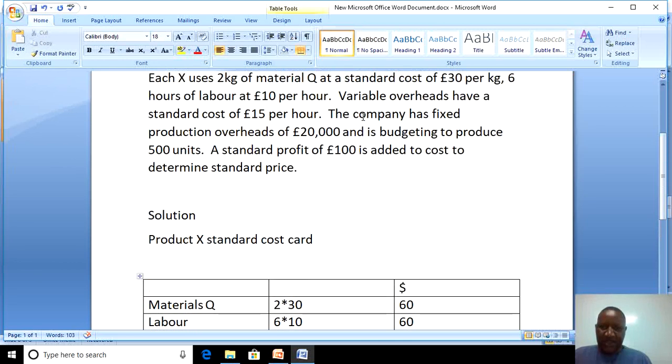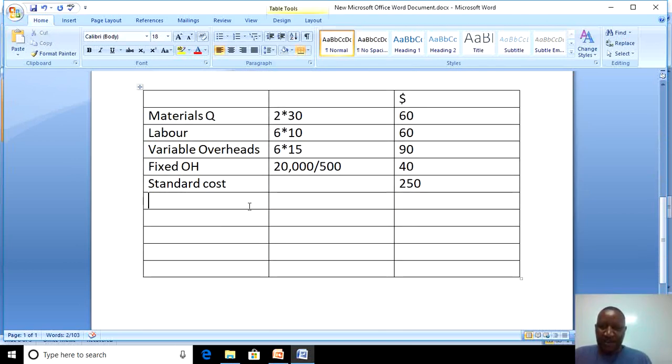Now we are told in the question that the standard profit is 100. So with a profit of 100, we should have the standard price of 350. After you add that, you have the standard price of 350. That's the standard profit that should be added.